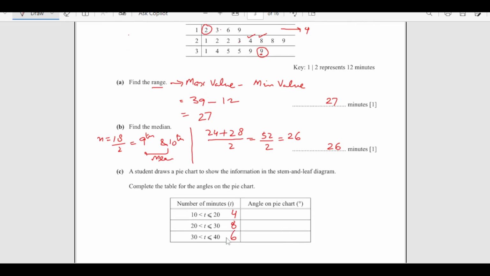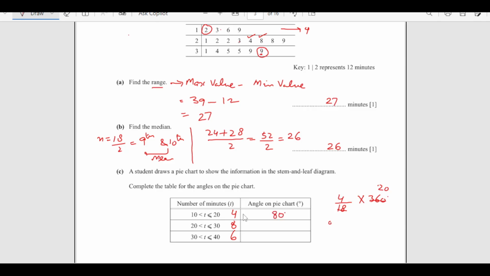Okay, so we are looking for the angle. So 4 out of 18 are in this 10 to 20, and how many will be out of 360, because in a pie chart we are going to draw out of 360. So 18 times 2, so 4 times 20, it is 80 degrees. So this is 80 degree.